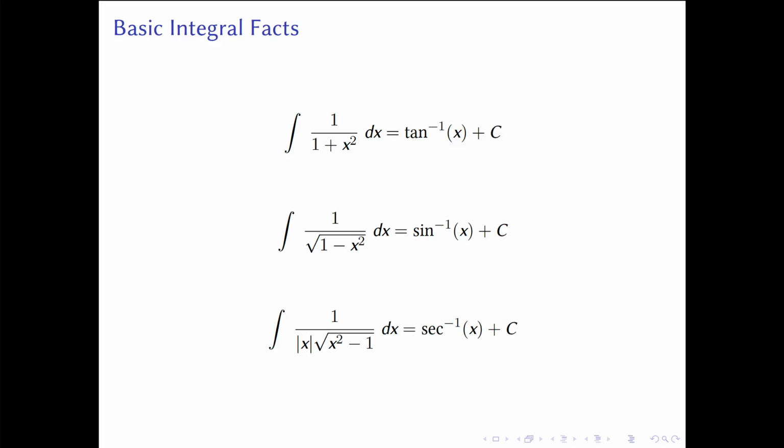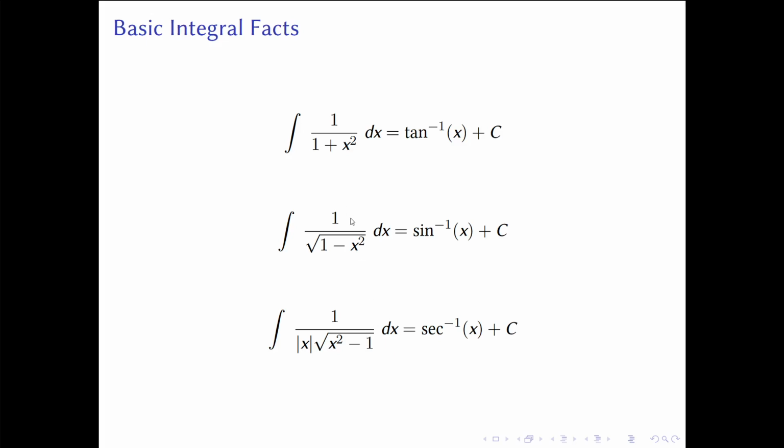Finally, just some basic integral facts for the inverse trigonometric functions. The integral of 1 over 1 plus x squared is tan inverse x. The integral of 1 over the square root of 1 minus x squared is the inverse sine. The integral of 1 over the absolute value of x times the square root of x squared minus 1 is secant inverse of x plus some constant c. Those are the three that are traditionally used.